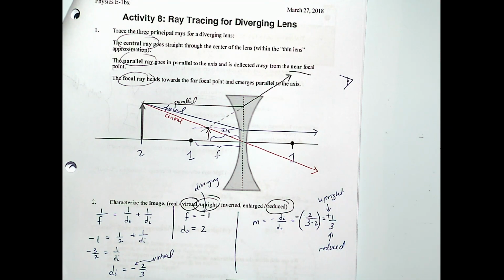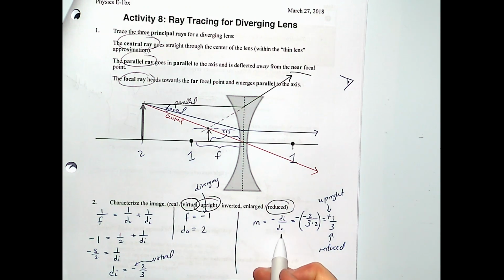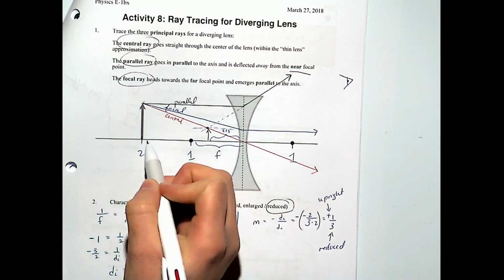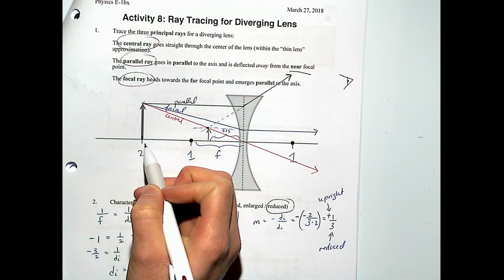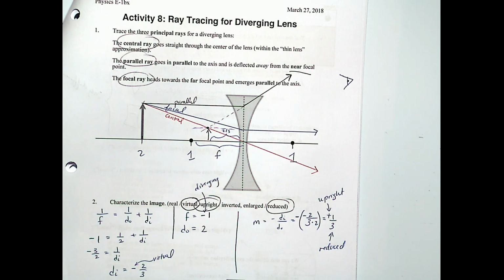Yay, question. Why is the object distance positive? Oh, the object is real. We haven't even seen a virtual object yet. But it's coming.